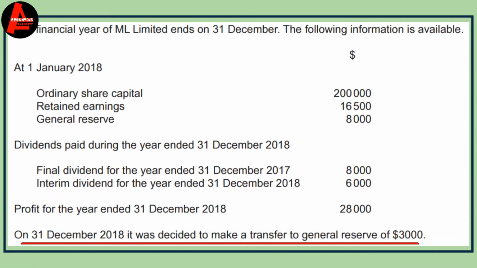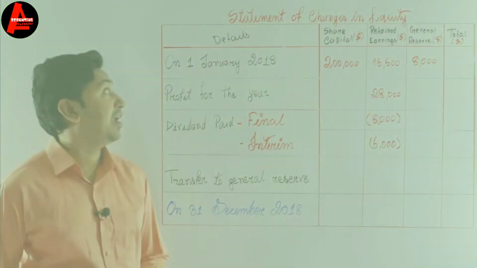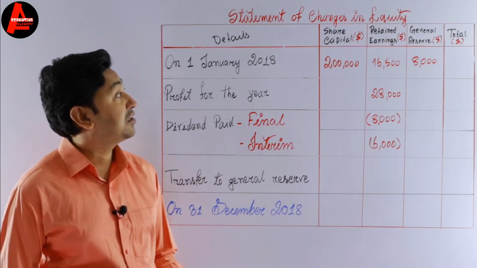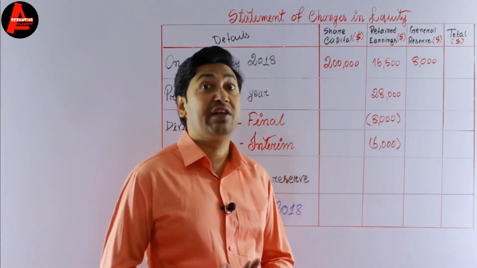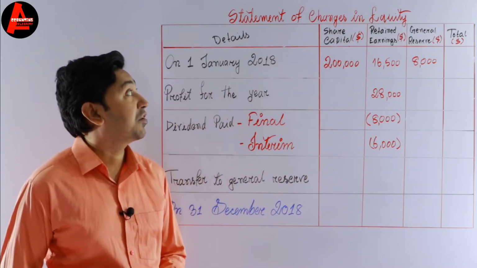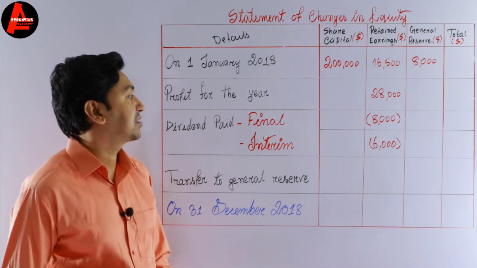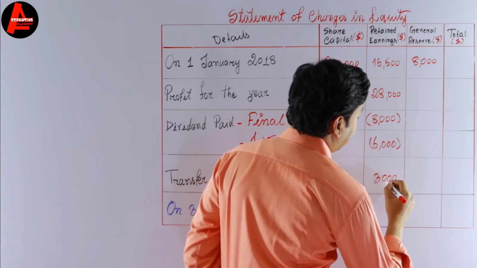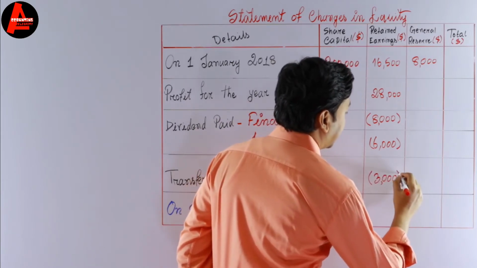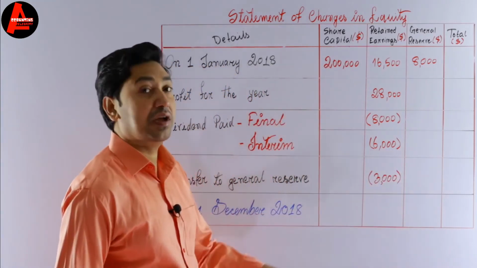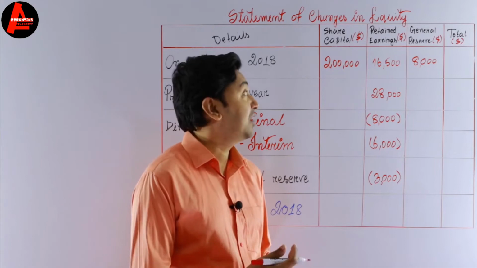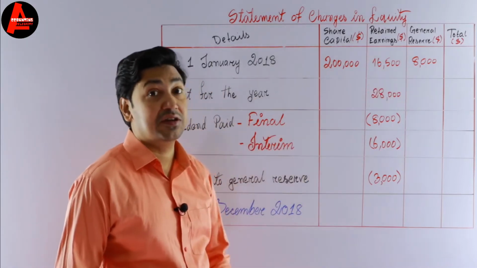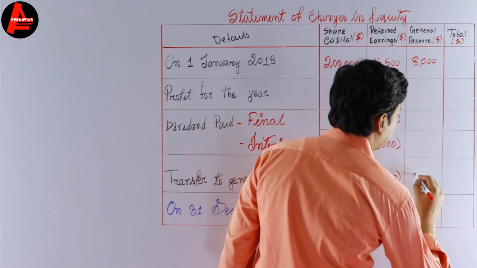Now let us have a look at the question. On 31st December 2018, it was decided to make a transfer to general reserve of $3,000. So $3,000 is transferred to the general reserve. But from where is this amount transferred? It is transferred from the retained earnings column. So we will transfer $3,000 from the profit for the year. We put a bracket because this amount will be deducted from this column, and it will be added to the existing general reserve of $8,000. So let us write general reserve $3,000.